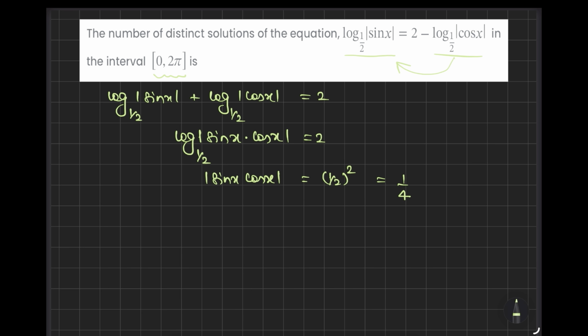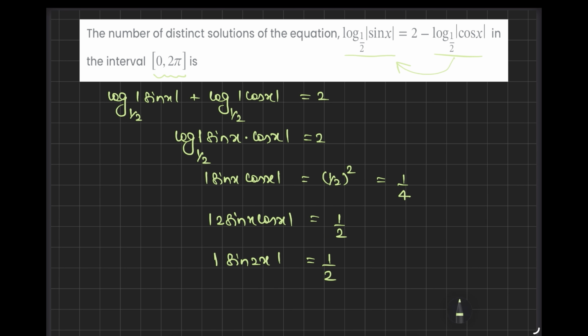Okay. Now you know that whenever sine and cos come together, we used to multiply by 2. So let's multiply and divide by 2. So it will become mod 2 sin x cos x equals 1 by 2. And what is 2 sin x cos x? It is sin 2x, so mod sin 2x equals 1 by 2. Okay.